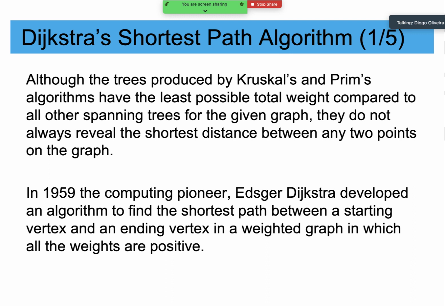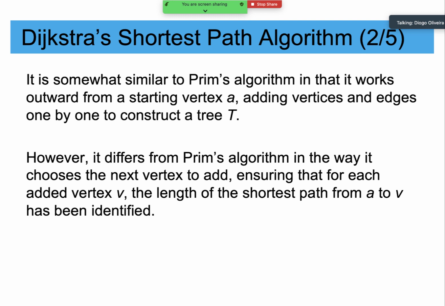Now, if that's not the case, you may have more than one alternative, more than one possibility for two random points. So, in 1959, the computing pioneer Edsger Dijkstra developed an algorithm to find the shortest path between a starting vertex and an ending vertex in a weighted graph in which all the weights are positive. It is somewhat similar to Prim's algorithm in that it works outward from a starting vertex A, adding vertices and edges one by one to construct a tree T. However, it differs from Prim's algorithm in the way it chooses the next vertex to add, ensuring that for each added vertex V, the length of the shortest path from A to V has been identified.